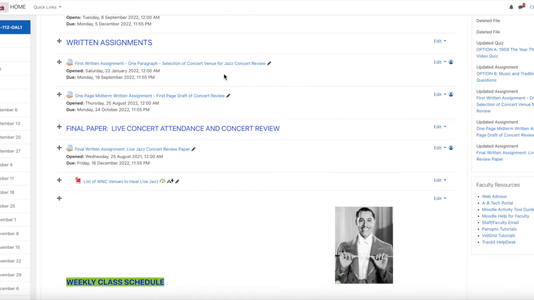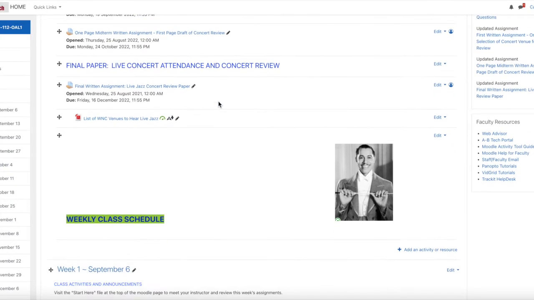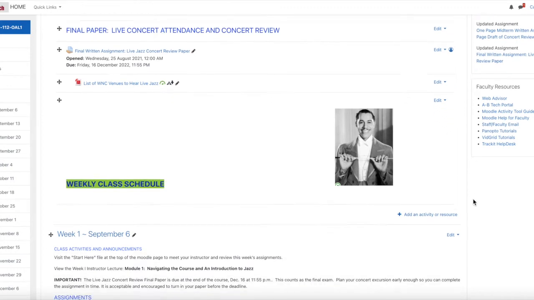The first one is choosing your concert venue for your concert review. There are a lot of great places to see live jazz in Asheville. The second one is your first page rough draft of your concert review. And you can do this even if you haven't gone to a concert yet. You can write introductory information. And then your final paper, the live jazz concert review, is due at the end of the course, December 16th, 11:55 p.m. And here's a list of venues around here that you might want to go to.